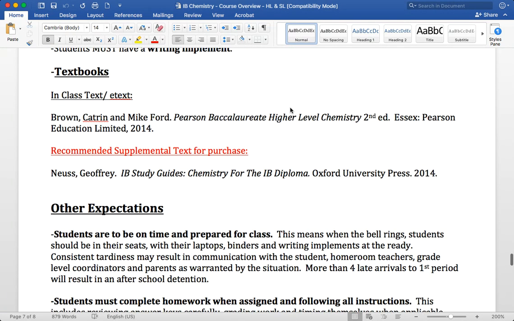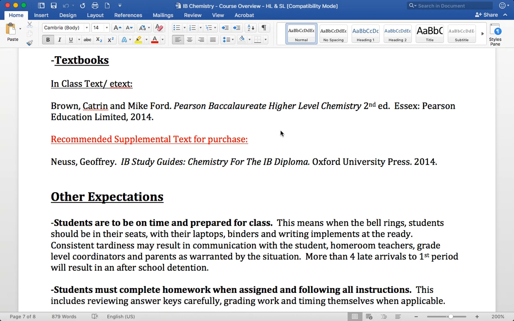As far as textbooks go, everyone's going to be provided with the Pearson Baccalaureate higher level or standard level chemistry textbook. We've got hard copies in class, and we have the e-text available for you, and we'll give you a username and password for that. If you want a copy of that, you can find it online to buy it, but we are not going to provide you with a hard copy of that book.